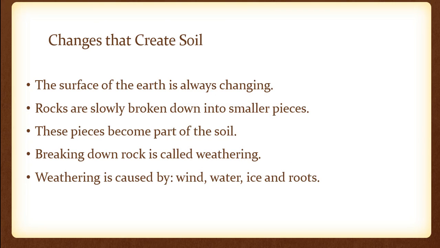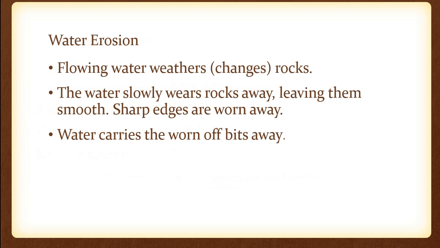Rocks are breaking down. That's usually a slow process, happens over time, right? But it's broken down into smaller pieces. Those will become part of the soil. And that's called weathering. We know that because typically it's weathering that causes that. But like I said, there could be large catastrophic events that will cause that kind of thing as well, the earthquakes and volcanoes and things. So typically, though, weathering is caused by the weather, by wind, water, ice, and roots. So let's look at a couple of those things.